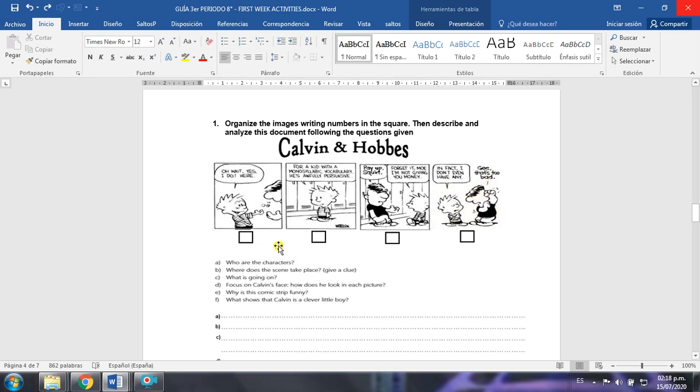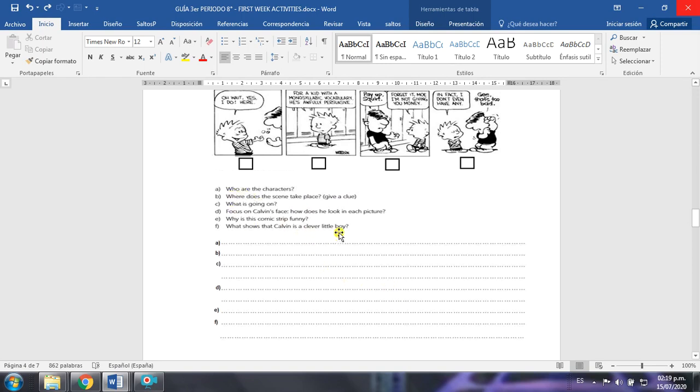Okay, according to this imagine, you are going to analyze and organize the sequence. Okay, in this square you are going to number the situation. What do you think is the first imagine according to a good sequence? What is the number 2, 3, and 4? Okay, then you have to answer these questions. Who are the characters? These are the characters.